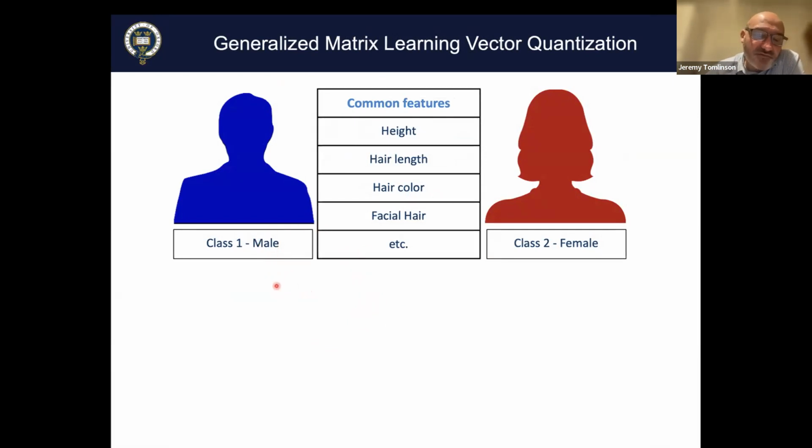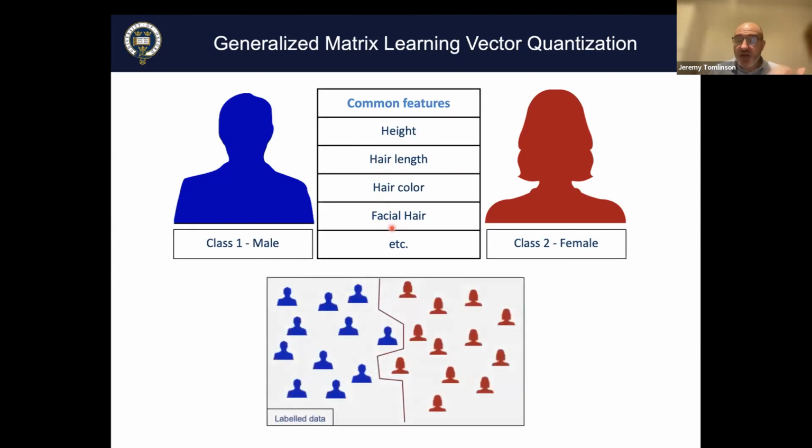And the way I've often looked at this is, it's a bit like saying, can we, based on common features, distinguish between male and female? For example, men tend to be taller than the females. Men tend to have shorter hair. Men tend to have more facial hair. So there's a prototype male and a prototype female.